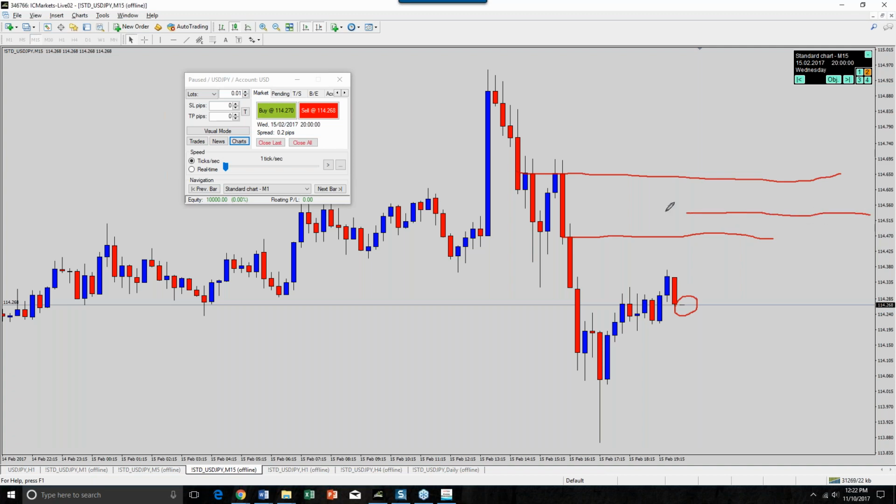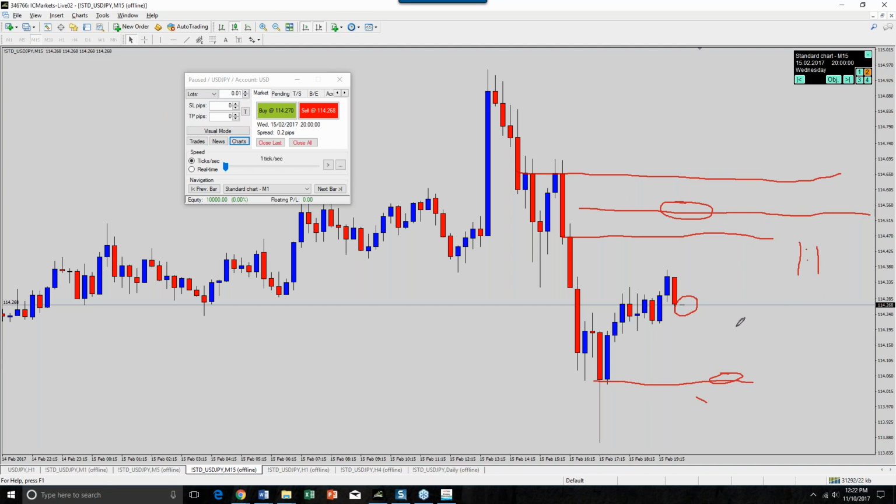114.52, so probably right about over here. That is where we're going to have issues. Okay, so this is where we're going. This is our target. So let me do the target right over here. This is our target. This is our stop. We have a 1-to-1 ratio.